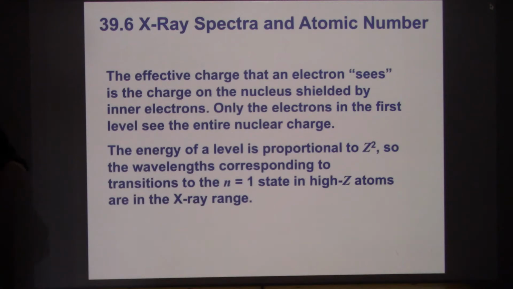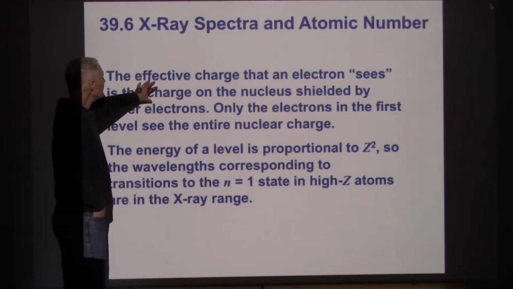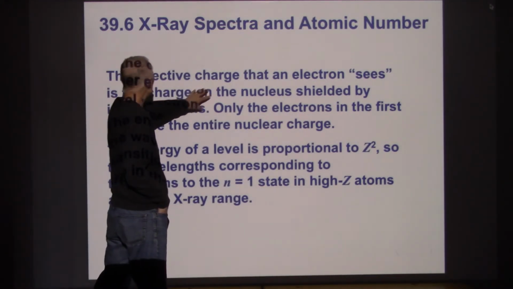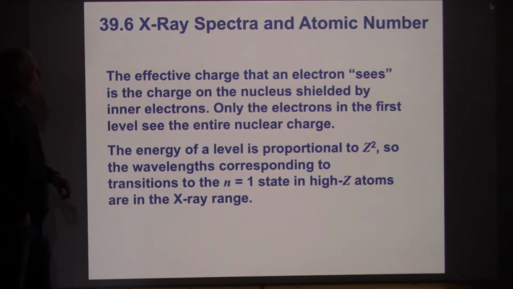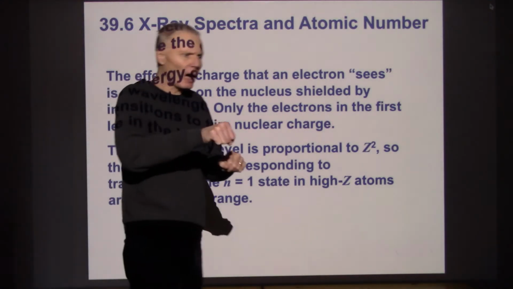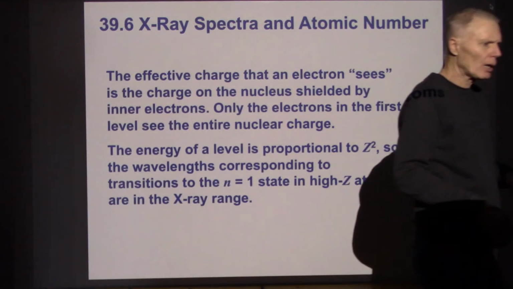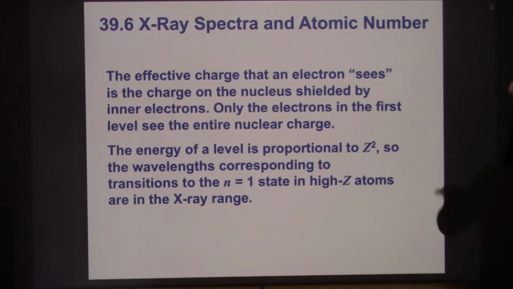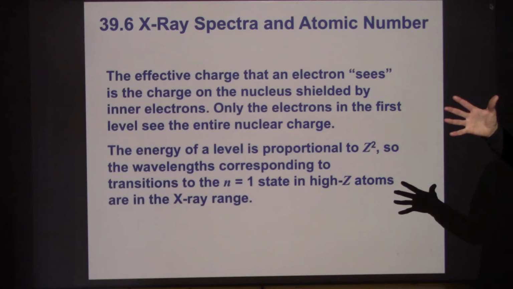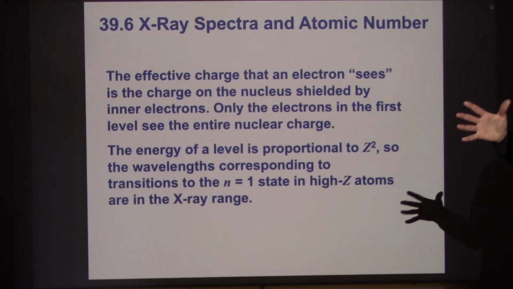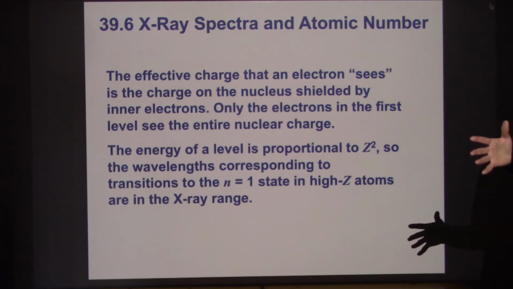And when we were looking at X-rays, we said that the effective charge that an electron sees is the charge on the nucleus, but shielded by the inner electrons. So if I start out with an iron nucleus, there's 26 protons there. If I surround that with a couple of 1s electrons, and then I step outside, well now I only feel the effect of 24 protons. 2 of those electrons are shielding the nucleus.